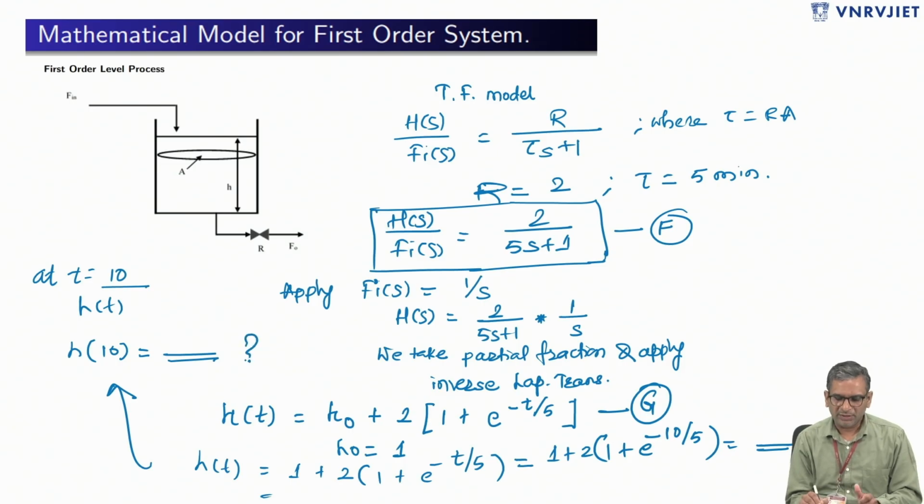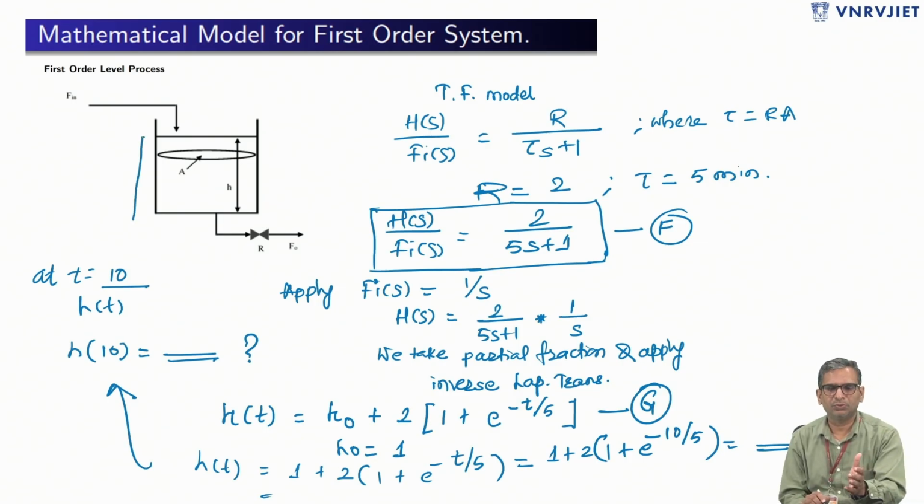This is one advantage of having a mathematical model. As I told, with respect to time t, how the water level is going to change. So at 1, 2, 3, 4 minutes or at that particular second, what will be the water level, we can find out from this equation g, which we derived from the mathematical model of the plant.